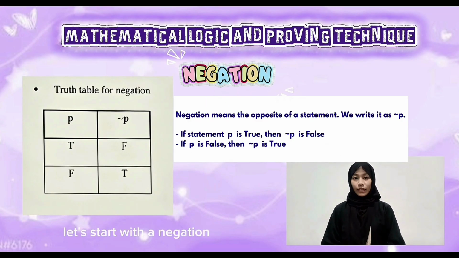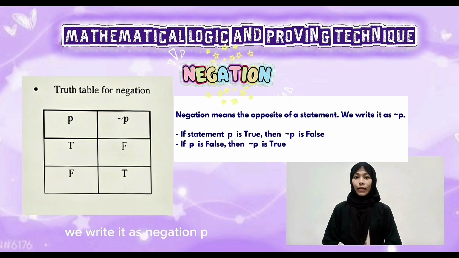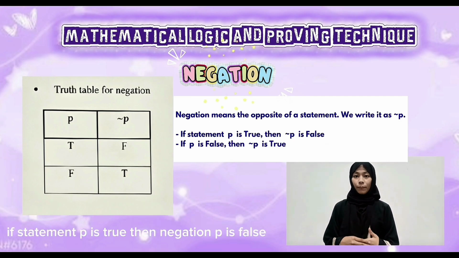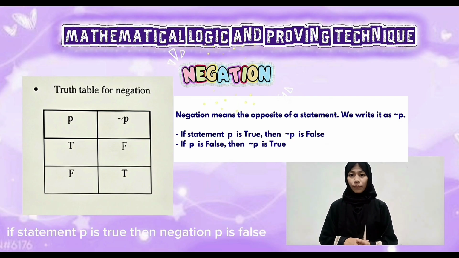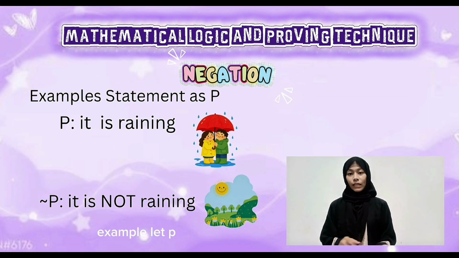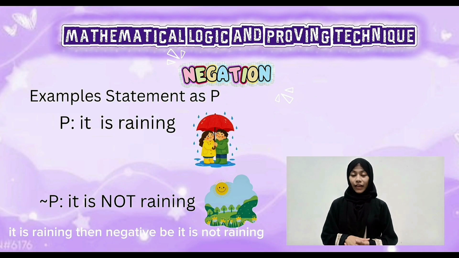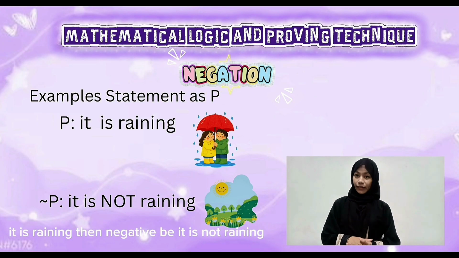Let's start with negation. Negation means the opposite of a statement. We write it as negation P. If statement P is true, then negation P is false. If P is false, then negation P is true. Example, let P be it is raining. Then negation P is it is not raining.